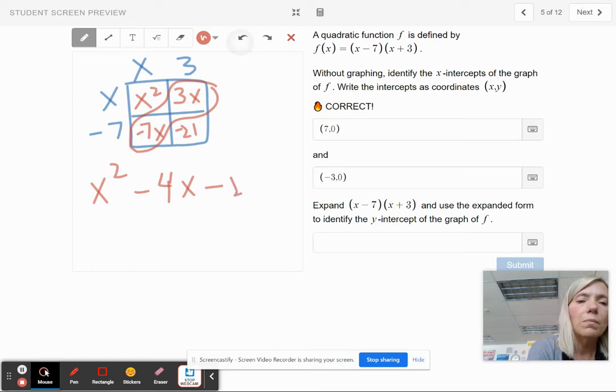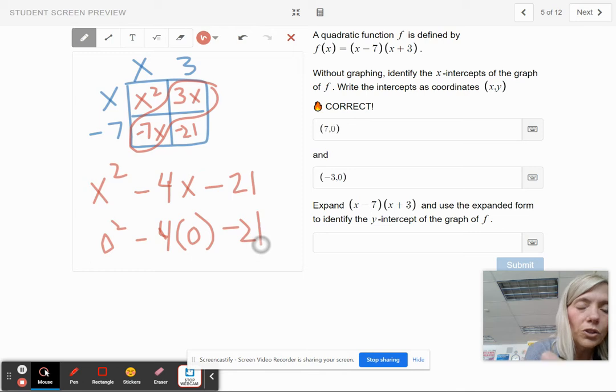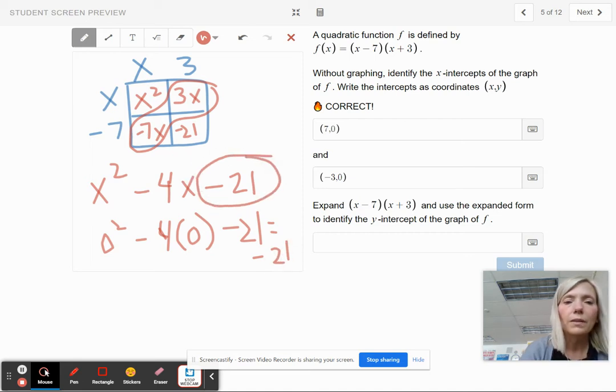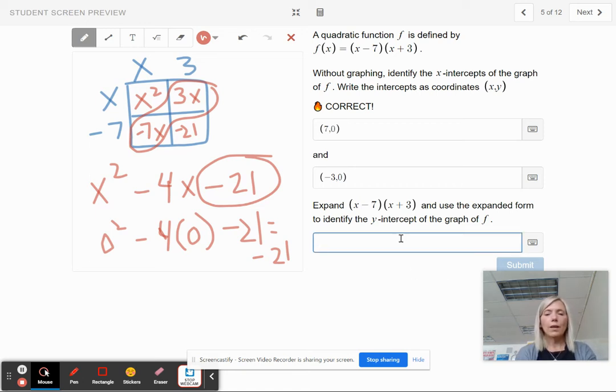So since the constant is minus 21, if we replace the x's with zeros, we would get 0 squared minus 4 times 0 minus 21, which equals negative 21. So that's why negative 21 is going to be the y-intercept. We're going to write it as an ordered pair. When x is 0, y is negative 21.